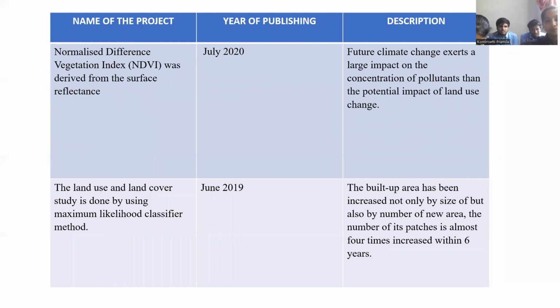The land use and land cover study is done by using the maximum likelihood classifier, and it is about the building area increasing in size and the number of areas. The patches have increased 4 times in the last 6 years.